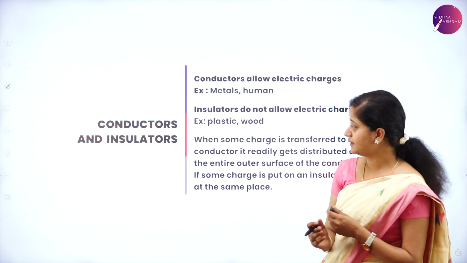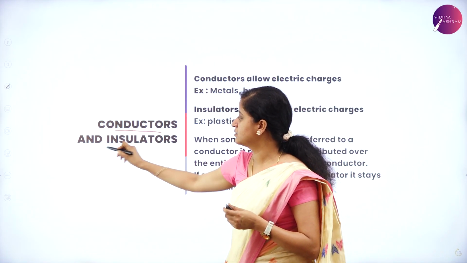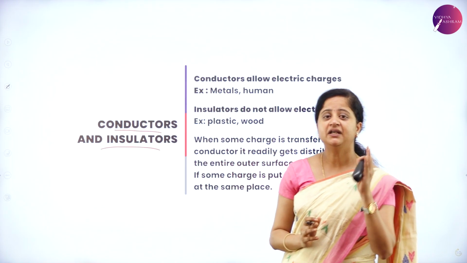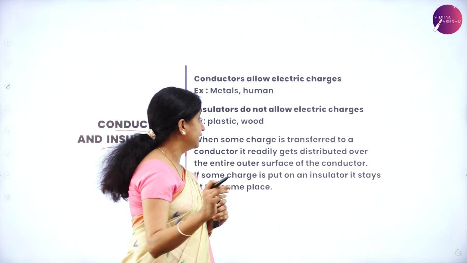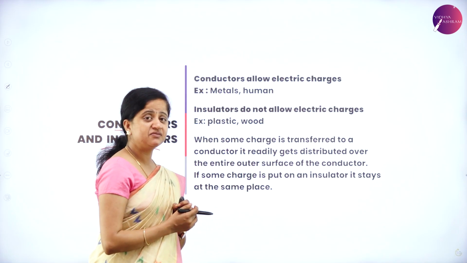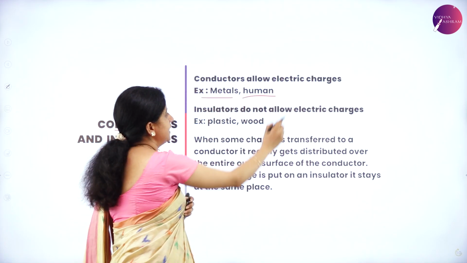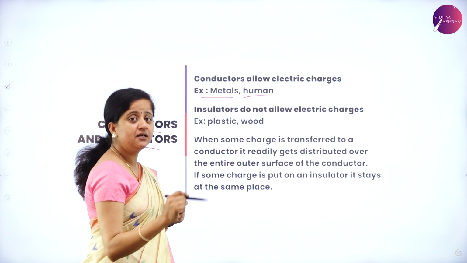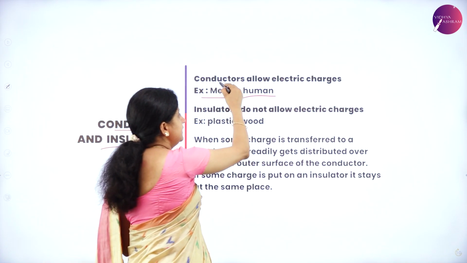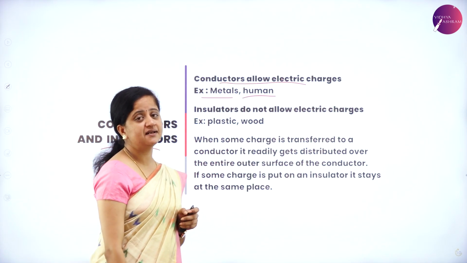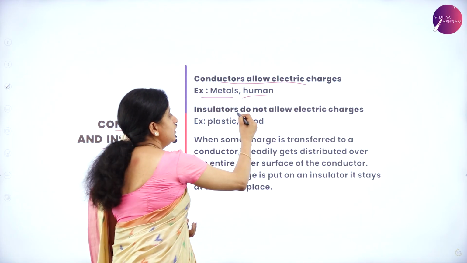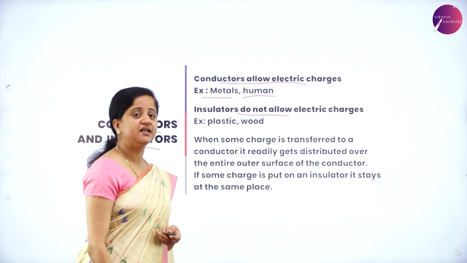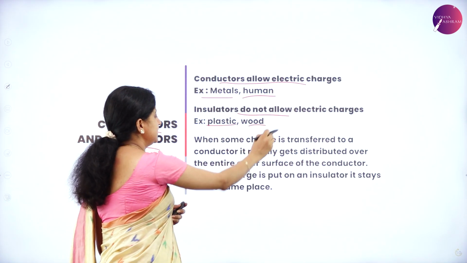Let's move on to another basic thing, that is conductor and insulator. As we all know, materials that allow charges to pass through them are called conductors. What are the best examples for conductors? The human body and metals. Insulators are the substances that do not allow the electric charges to pass through them, and the best examples for that are plastic and wood.